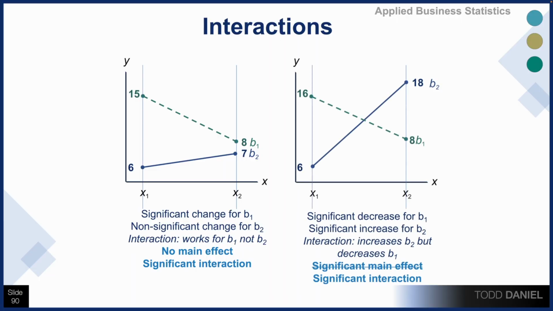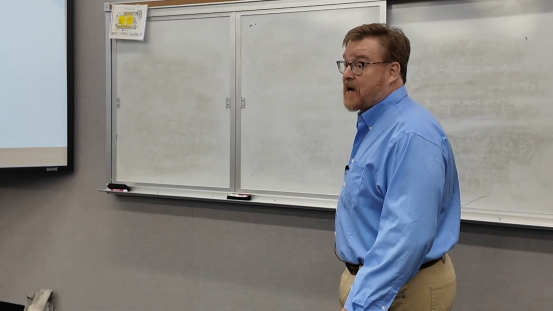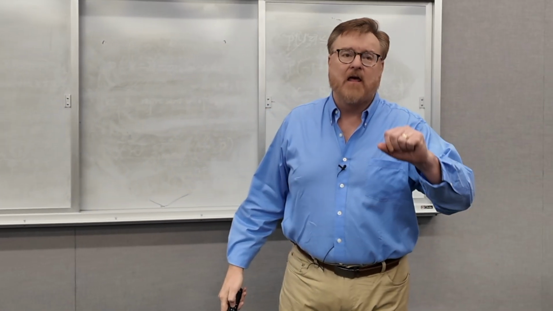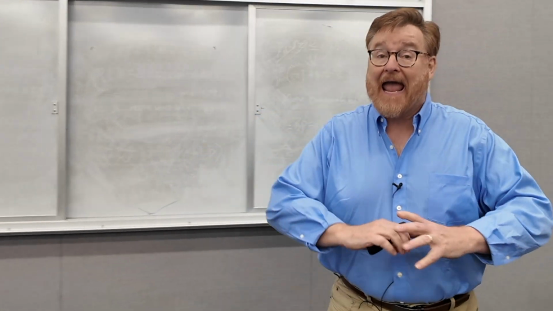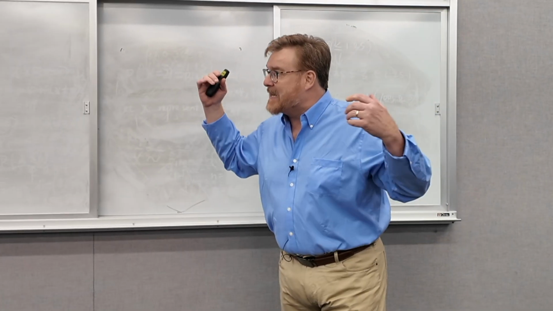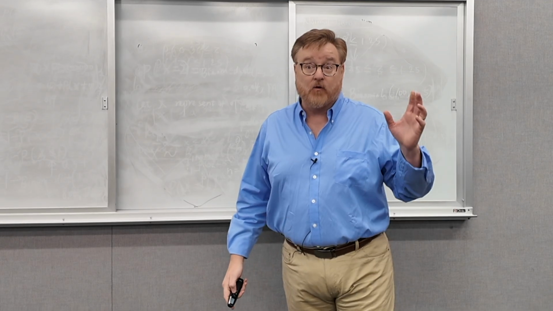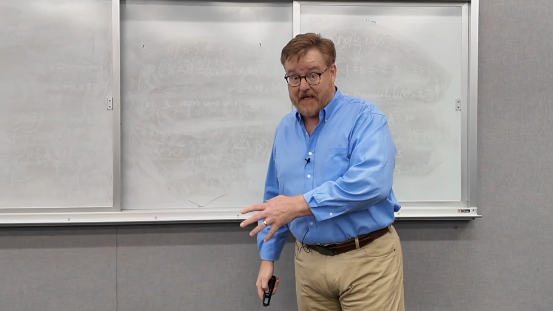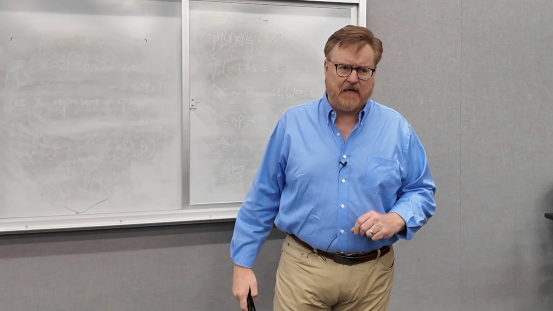The B1 group has a statistically significant main effect. It drops. The B2 group has a statistically significant main effect. It increases. We're going to ignore the main effects, however, and report the interaction. Whatever treatment we're doing increases one group and decreases the other group. The groups perform differently. That is a statistically significant interaction.